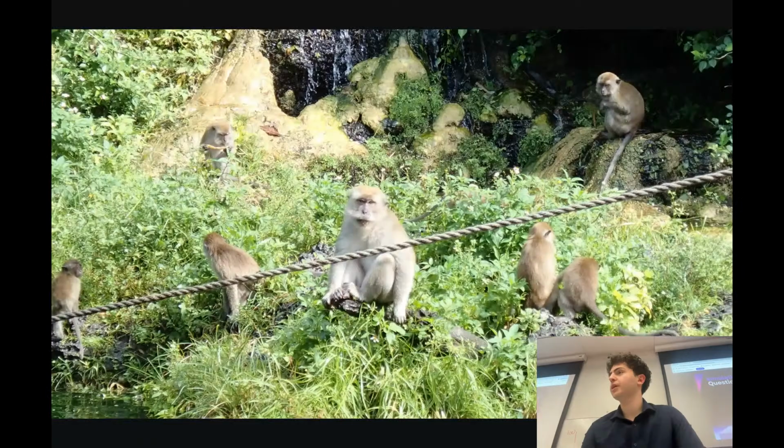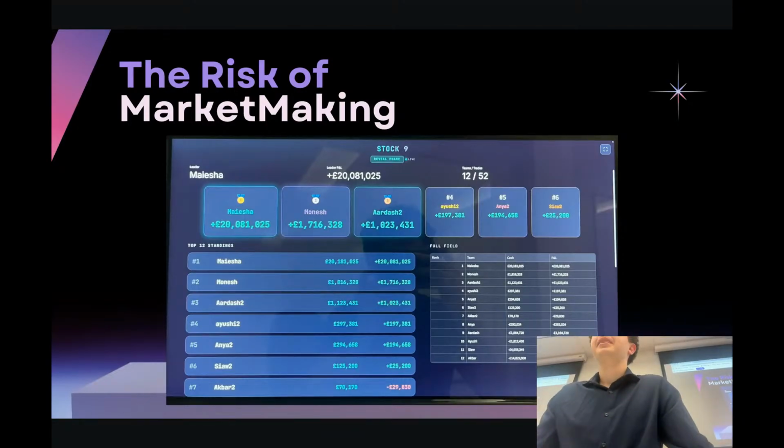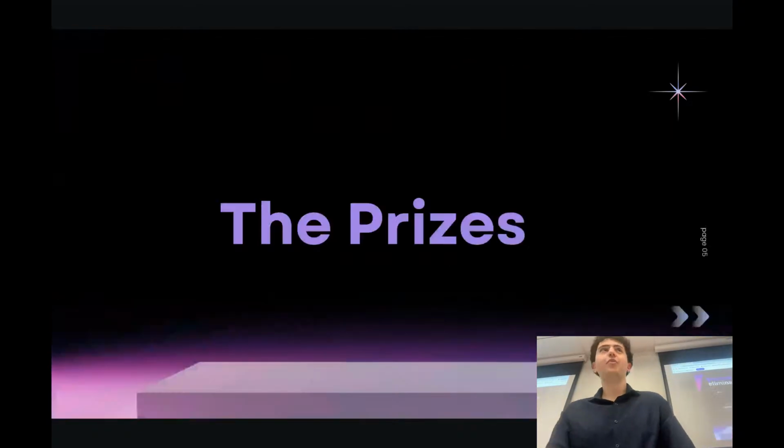I'm going to show you something real quick. Very quick. I wanted to go back to this picture. All right. Just as a quick reminder, Maisha and Monesh were never market makers. Akbar, Shaw, and Ayuji were market makers. Okay. Okay, we're going with 1.5.